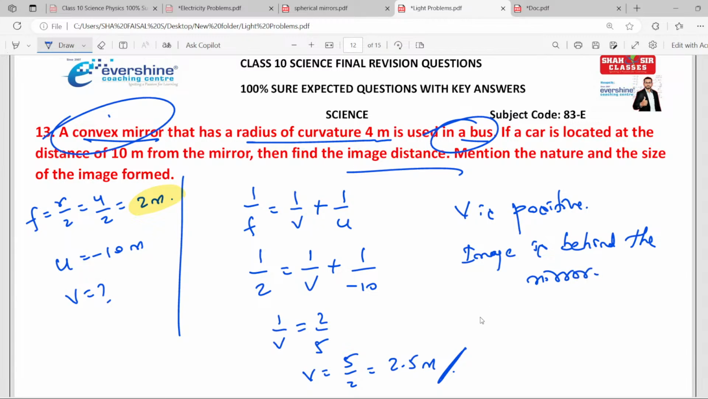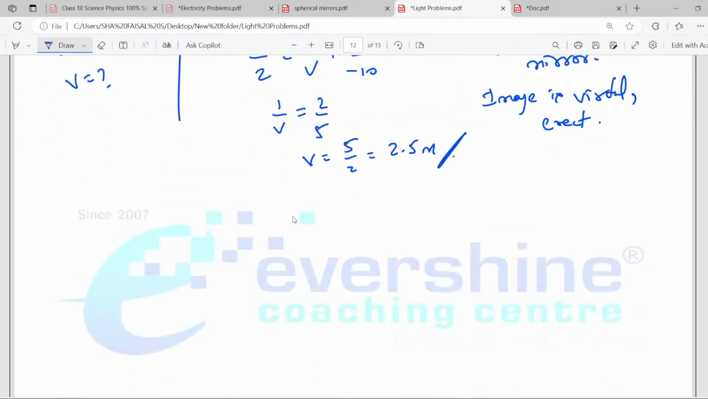So what is the nature of the image? Image is virtual, erect. And then what is the magnification? M is equal to minus V by U. So minus 2.5 divided by U, what is the value of U? Minus 10. Minus minus get cancelled. 2.5 by 10, it's nothing but 0.25. So magnification is 0.25.